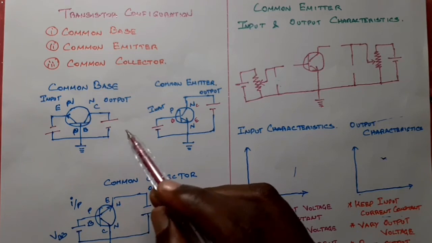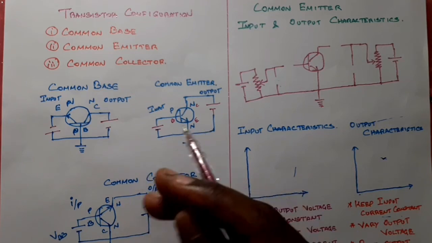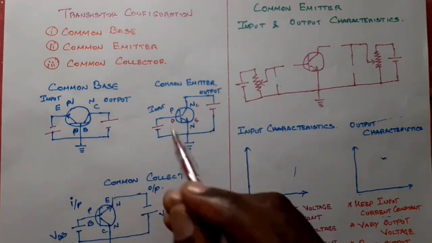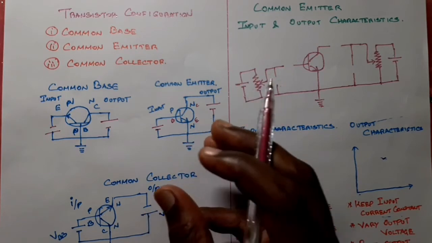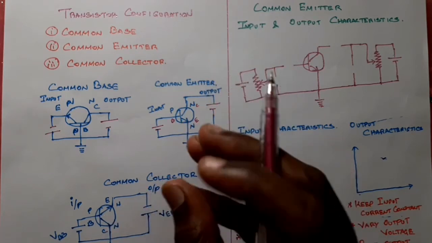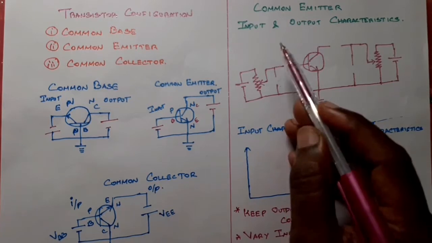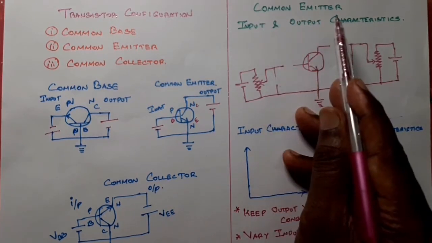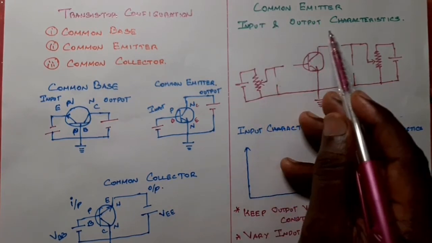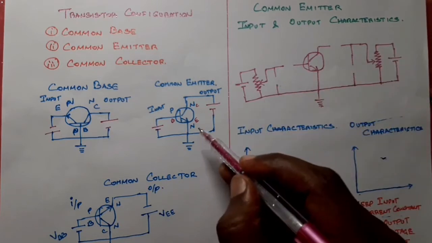If you understand these things properly, then the next thing is the input output characteristics of this transistor. We should know the input output characteristics. Then only can we understand the operating quality of the transistor. So first we will take the common emitter configuration. We will check what the input and output characteristics of the common emitter configuration are.